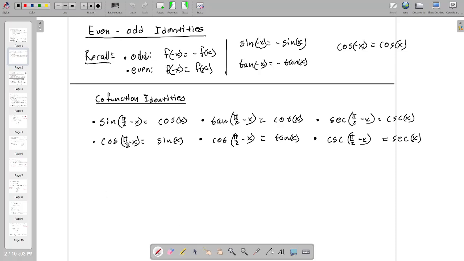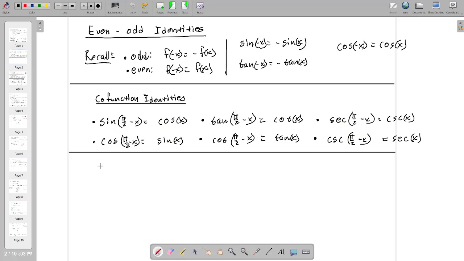Now these can be easily shown simply by using a graph. You know how to shift graphs. So if you take your sine graph and you shift it by using this manipulation, pi over 2 minus x as an input, then you'll get cosine of x. So we can show each of the cofunction identities in this way. And I'm not going to prove it. If you want to do it on your own, feel free.